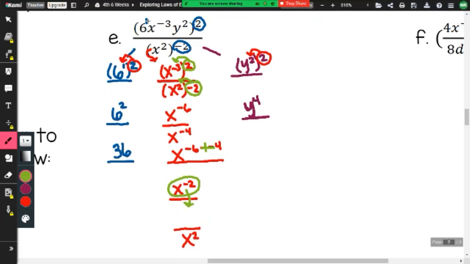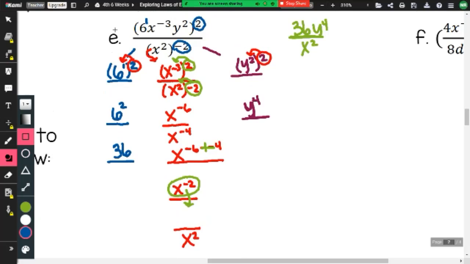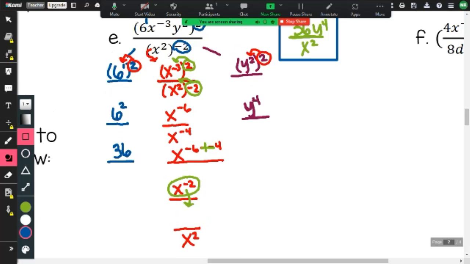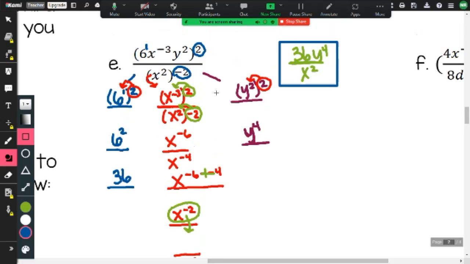I'm ready to put my answer back together again, which I'm also going to do beside this because I don't know if y'all ran out of room or not. All right, left to right, 36, top or bottom? Top. X squared, top or bottom? Y to the 4th, top or bottom? There's my final answer. Split it apart, put it back together again. So much easier to work with 1 letter at a time or 1 base at a time.